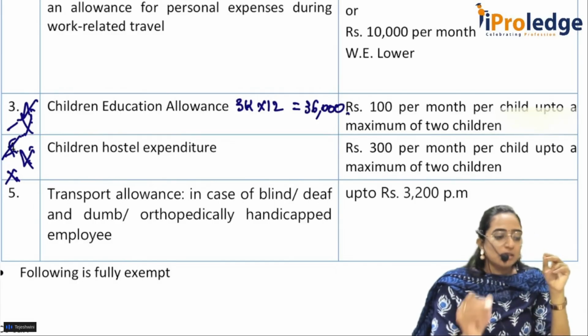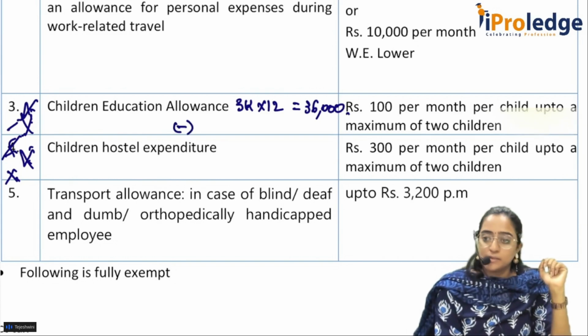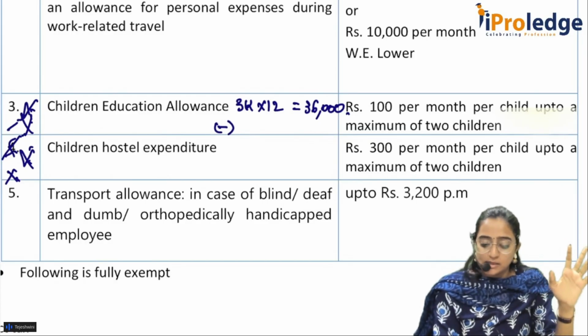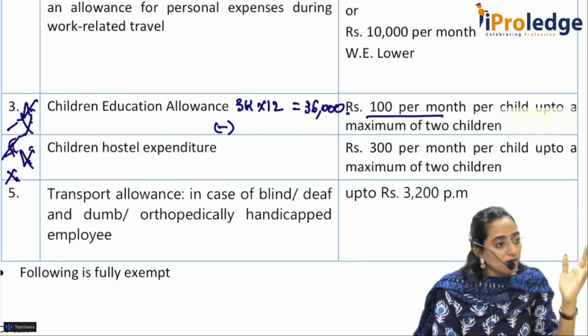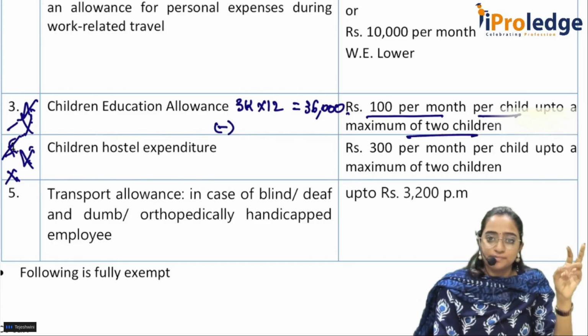36,000 will be your children education allowance, minus children education allowance. Next, some exemption. How much is the exemption that you are getting? 100 rupees per month per child, maximum of 2 children.